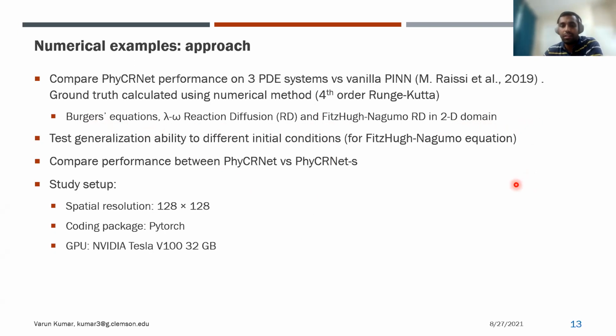Another thing they have done in this work is test the generalization ability of their CRNet architecture to different initial conditions. So they changed the initial condition and then tried to verify whether the model is still accurate or not. They also performed a comparison between CRNet and CRNet-S, which is a lightweight version of CRNet. For the setup of the study, they're using a spatial resolution of 128 by 128, and a 32 gig NVIDIA GPU for training and testing the model.